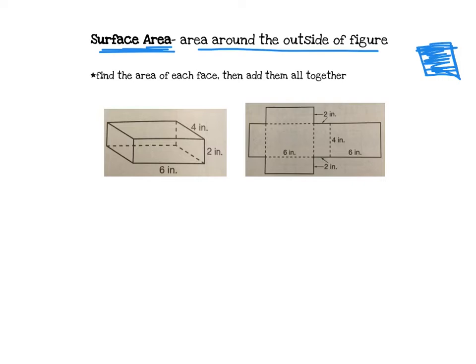And to calculate the surface area, we're actually going to find the area of each face and then add them all together. So here we have a rectangular prism. And then in the second image, we just took that prism and laid it out flat as a net so we could see each face. So to calculate the surface area, we're going to find the area of each face, and then add those all together.